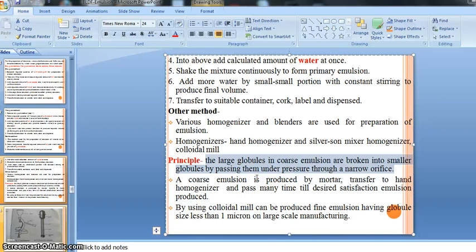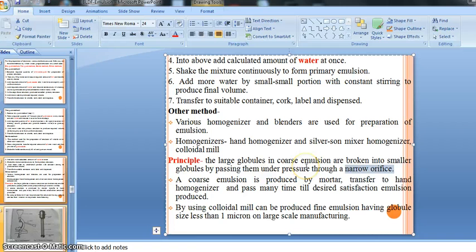And the homogenizer works on the principle that whatever large globules are present in the coarse emulsion are broken into smaller ones, right? How does it happen? Because the coarse emulsion passes through one narrow orifice. This is the narrow orifice, meaning a very small hole, right? Only the small-sized globules pass through it.